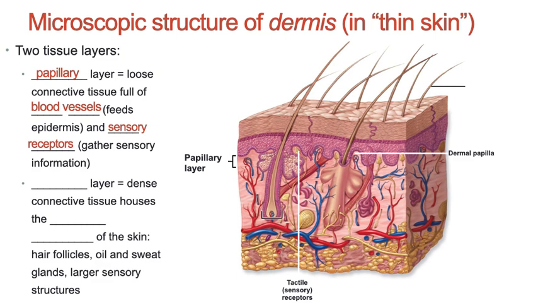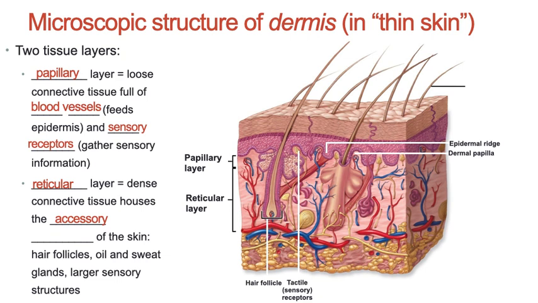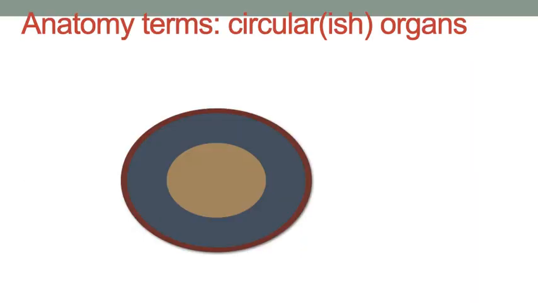The dermal papillae interlock with the epidermal ridges, and these strengthen the interaction between these two layers. Now, deep to the papillary layer is the reticular layer. Now, this is an interwoven meshwork of dense, irregular connective tissue containing both collagen and elastic fibers. This layer houses the accessory structures of the skin, including the hair follicles. It also has the oil and sweat glands, as well as larger sensory structures.